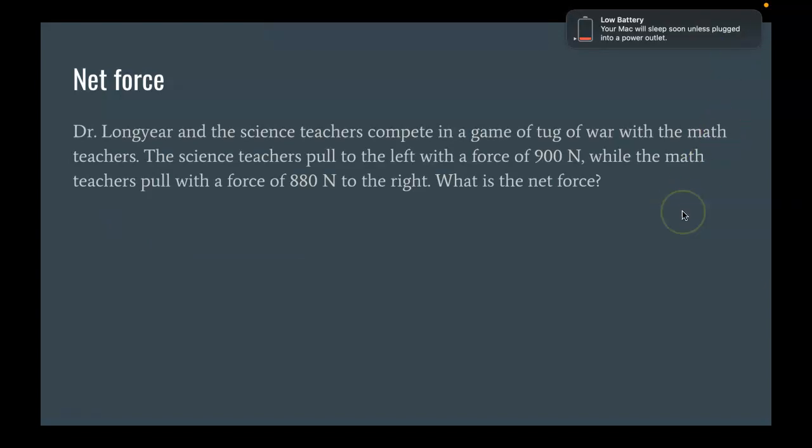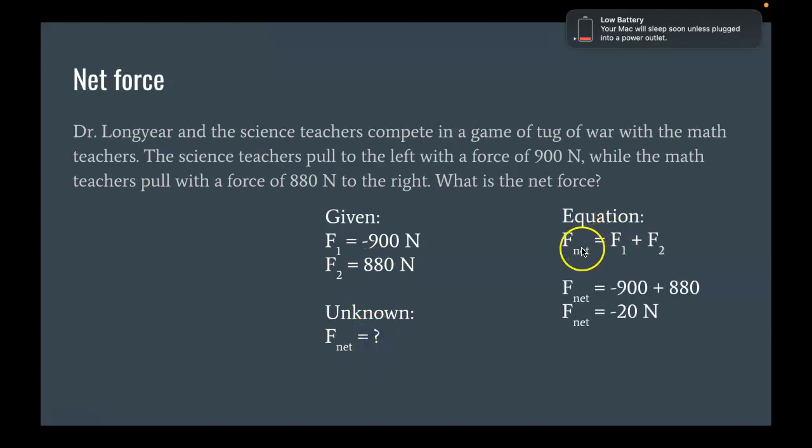All right, so anyways, let's look at what our answer might be. We were given 900 newtons to the left, so we're going to treat that as a negative, and then we have 880 as a positive. And the net force is the unknown. So we're going to use net force is the forces added up together. In this case, we only have two forces being added. In reality, you could have 3 forces, 4 forces. You could have so many forces, but if you add them all up, they should be the net force.